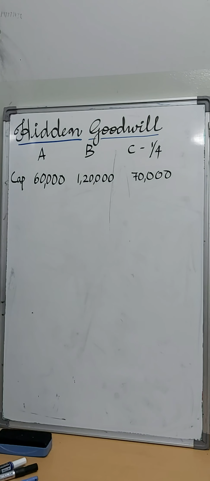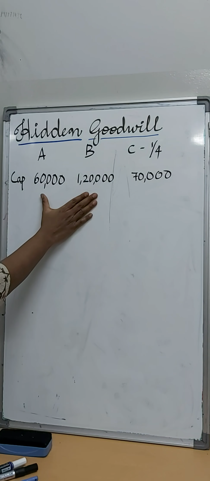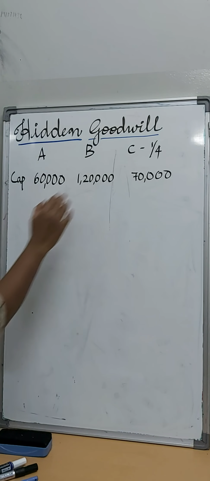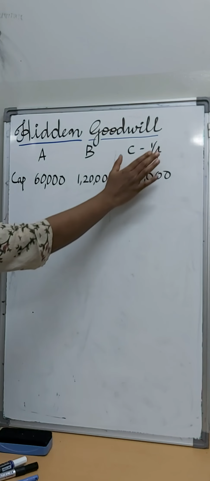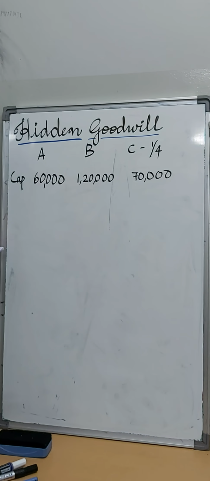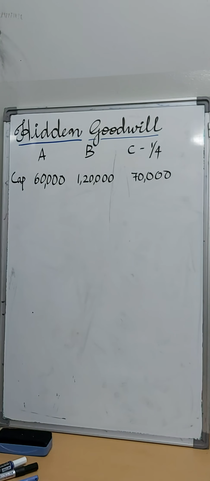So what all information is given in the question? Two partners are there, their capital is given, they are going to admit a new partner, partner C. Partner C's profit share is 1/4th, and for this 1/4th share of profit, C is bringing 70,000 as capital. You are asked to find out the amount of goodwill. About goodwill nothing is mentioned in the question, but you should find out the amount of goodwill. Let's see how to solve this one.